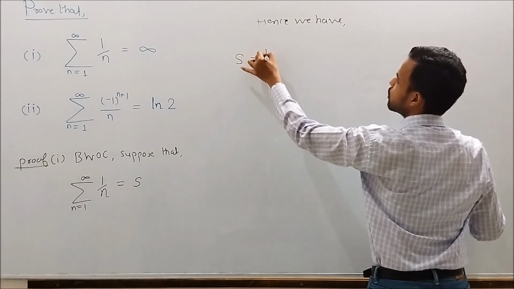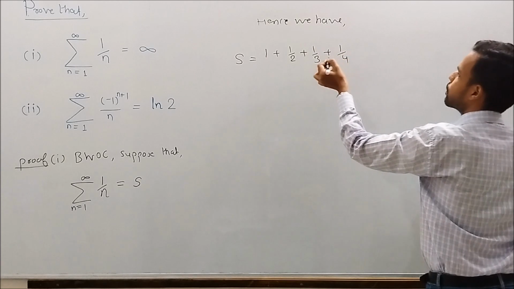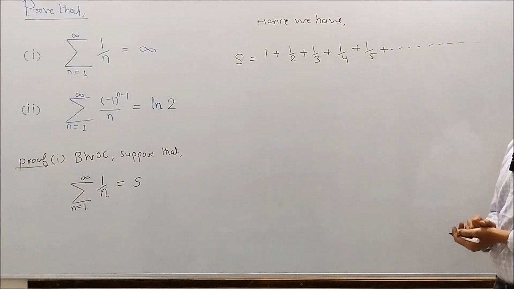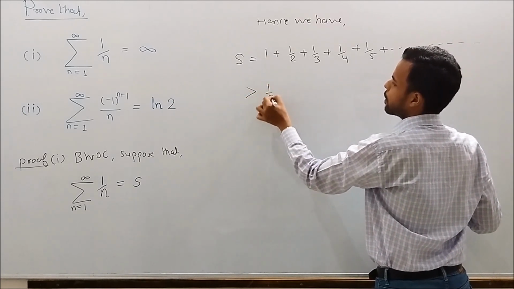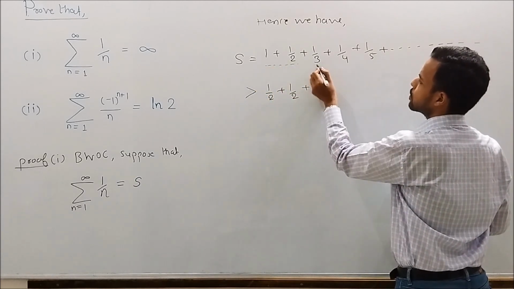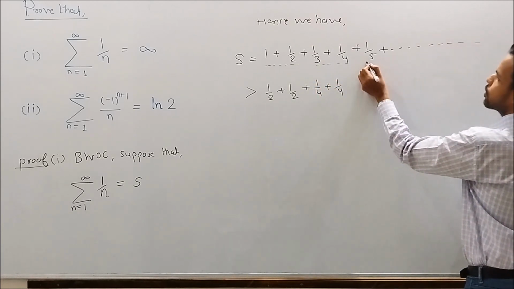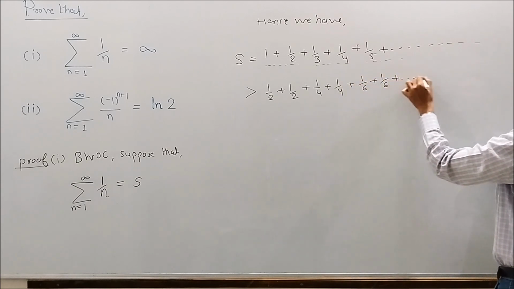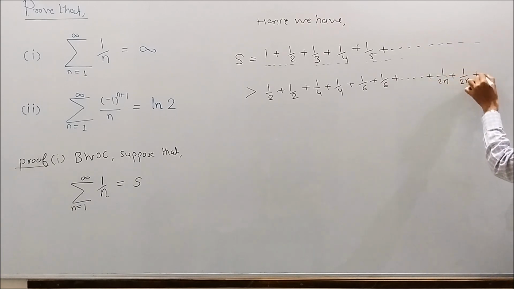s is equal to 1 plus 1 by 2 plus 1 by 3 plus 1 by 4 plus 1 by 5 and so on. But this is greater than 1 by 2 plus 1 by 2, plus 1 by 4 plus 1 by 4, plus 1 by 6 plus 1 by 6 and so on, 1 upon 2n plus 1 upon 2n plus so on.